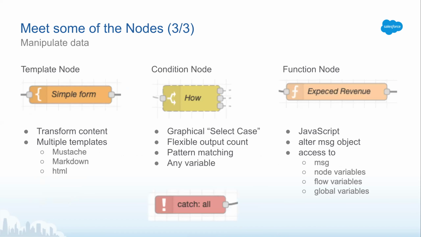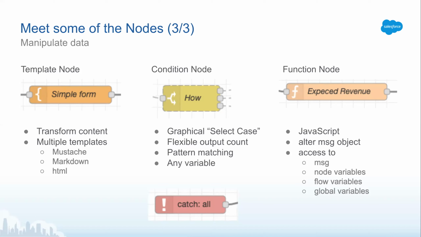And then a few other nodes which you will typically use. A template node allows you to set, I get the payload, which is a JSON object. That might not be something you want to send back. You might want to send back an HTML page. And with a template node, you can take this JSON object and turn it into whatever you might want to do.